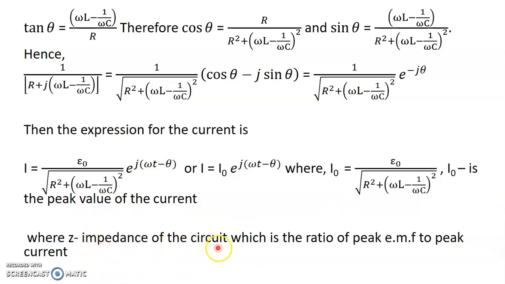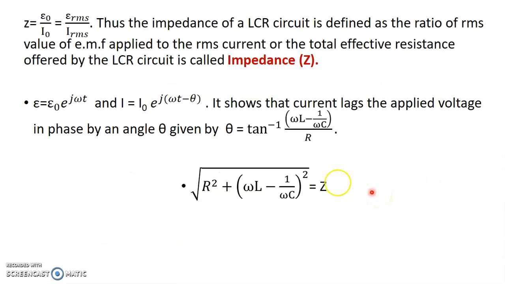The impedance of this circuit is the ratio of the peak EMF to the peak current. So Z can be redefined as epsilon naught over I naught, or E_RMS over I_RMS. Thus, Z, the impedance, is the total effective resistance offered by the LCR series circuit.